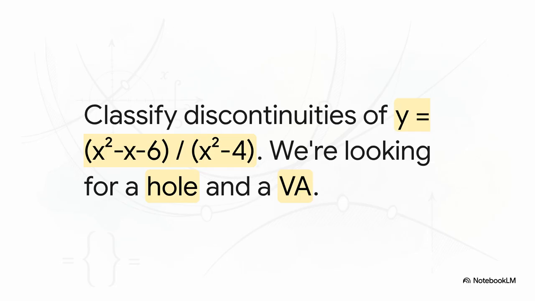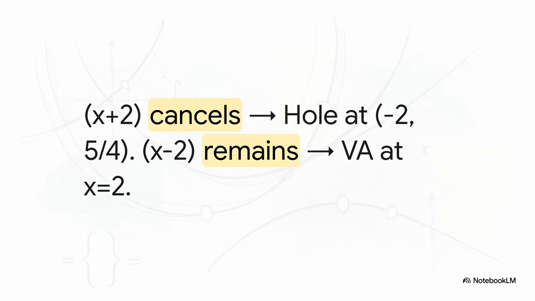The instructions are to classify all the discontinuities. That's a hint. It means we're probably looking for a hole and its rowdy cousin, the vertical asymptote. So we factor everything. The top becomes (x minus 3)(x plus 2). The bottom becomes (x minus 2)(x plus 2). Aha! The x plus 2 is our common factor. It cancels. That means we have a hole at x equals negative 2.